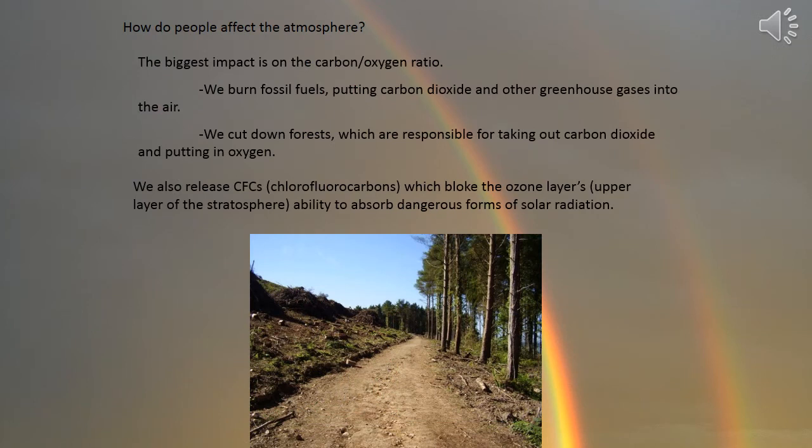Humans impact the atmosphere possibly more than any other type of organism, including plants. Our use of fossil fuels for energy releases carbon dioxide and other greenhouse gases into the atmosphere. Further, as our population expands and we cut down more forested land, the amount of photosynthesis taking place on Earth, which takes that carbon dioxide out of the atmosphere, decreases, together causing humans to have a massive impact on the oxygen-carbon dioxide ratio in the atmosphere. Other pollutants, such as CFCs or chlorofluorocarbons, which block the ozone layer's ability to absorb dangerous solar radiation, can have additional dramatic effects.